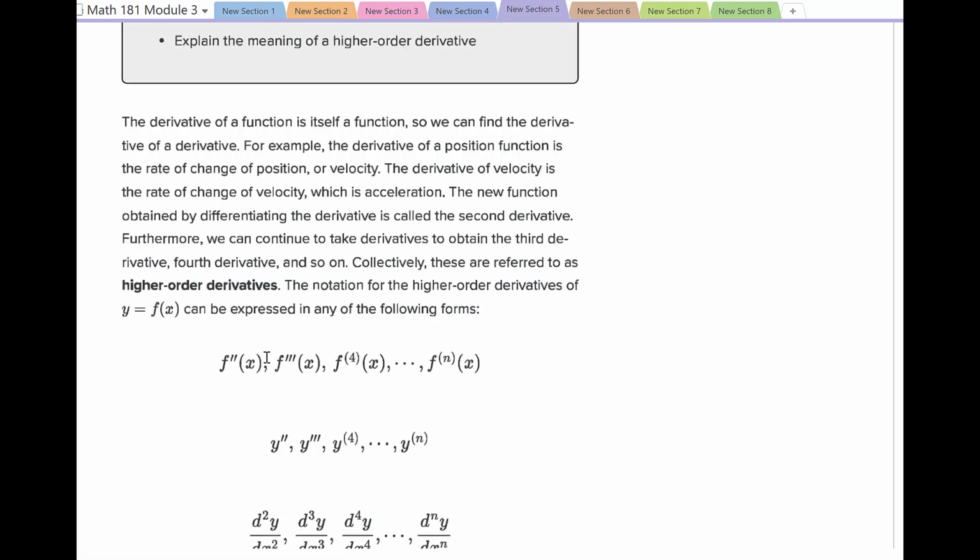But it's possible that we have f double prime, which means second derivative, third derivative, fourth derivative, and so on of a function, which means we do the process again. And these other derivatives can have other relationships. For example, velocity is the first derivative of a position function, and then the derivative of velocity is acceleration, which makes it the second derivative of the position function.